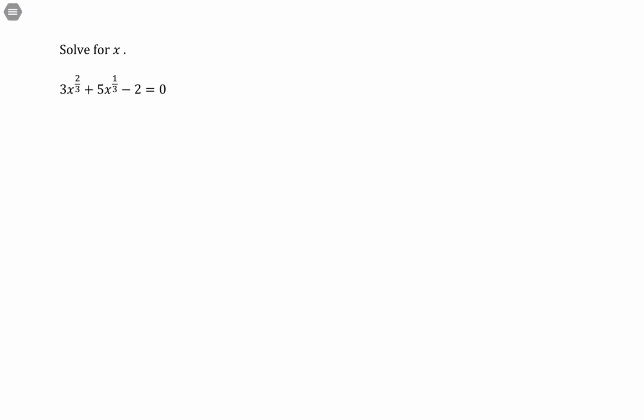Solve for x. 3x to the 2/3 plus 5x to the 1/3 minus 2 equals 0. So this is close to a quadratic, but it's not quite a quadratic. However, if I make a quick substitution, like if I say u is equal to this item here, x to the 1/3, that would make this linear.